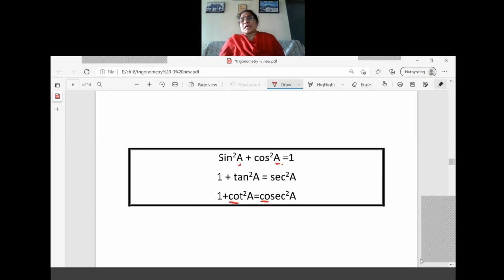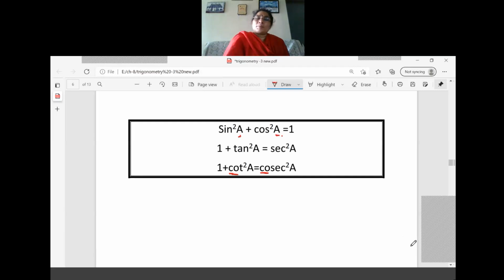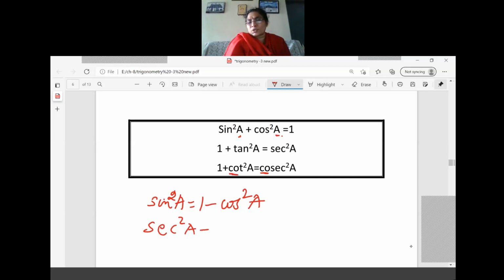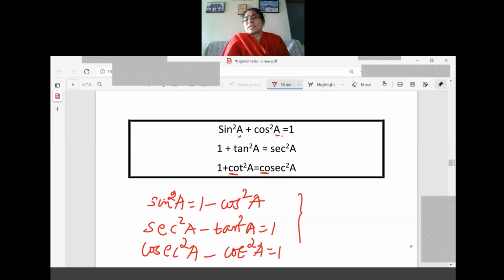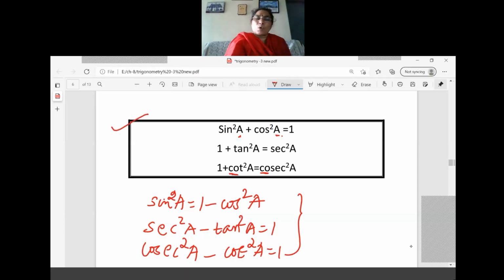Now listen all of you. Sine square a plus cos square a equal to 1. From this, if I want to write sine square a, I can use the same identity in this way: 1 minus cos square a. You can see in many books they are using it like this only. So all these are derived from this only. Now what about this? I can write sec square a minus tan square a equal to 1. Similarly, the third one, cosec square a minus cot square a equal to 1. Right?